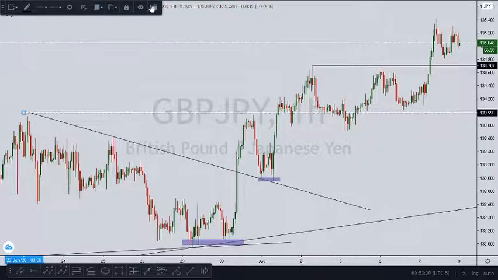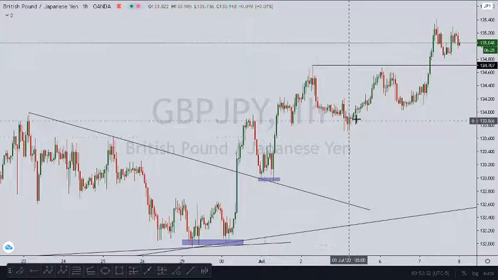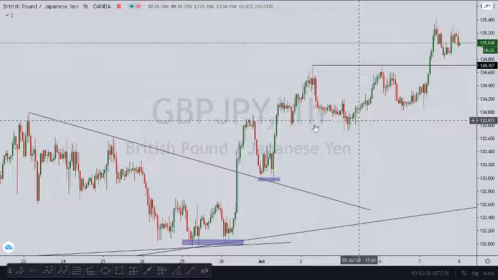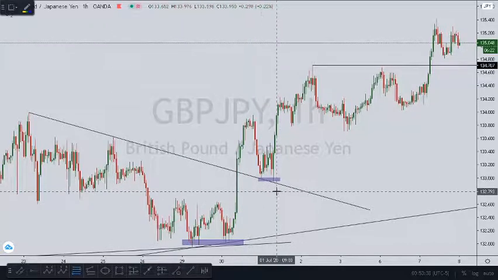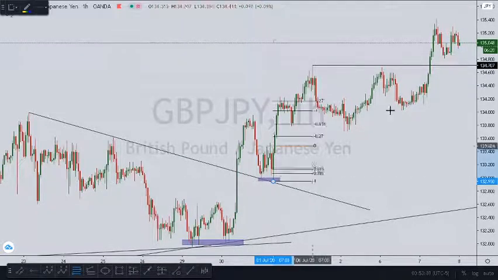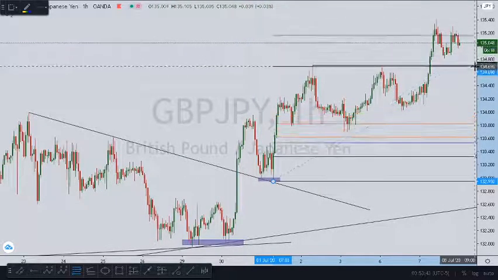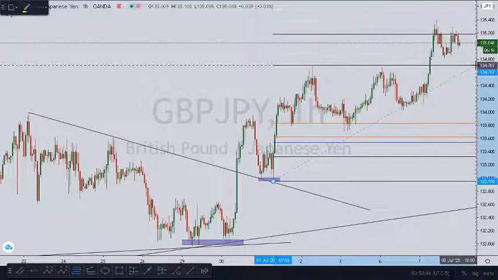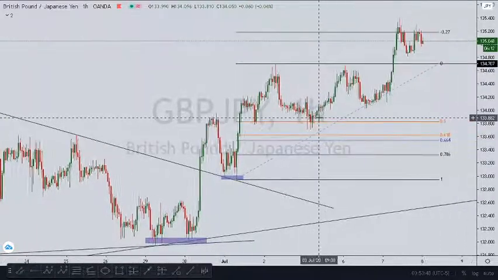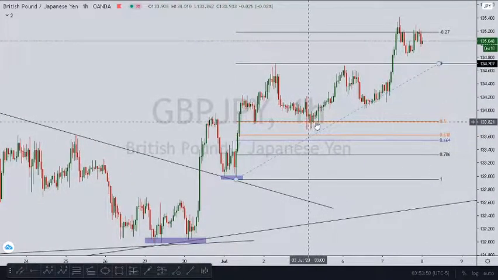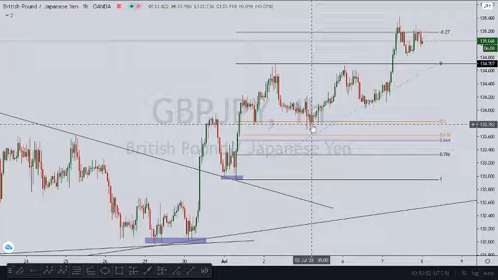So of course this will be invalid. What will happen is, since this is invalid, we're gonna use that fib tool. What does fib do? It shows hidden support and resistance in the market. So we're gonna mark that level with the fib tool. And what do we see? We see the 50% retracement, or the 50% level being respected.